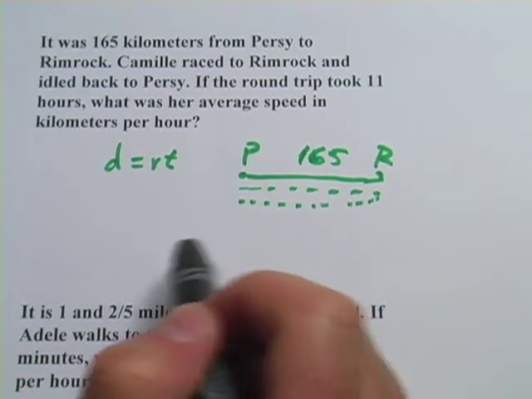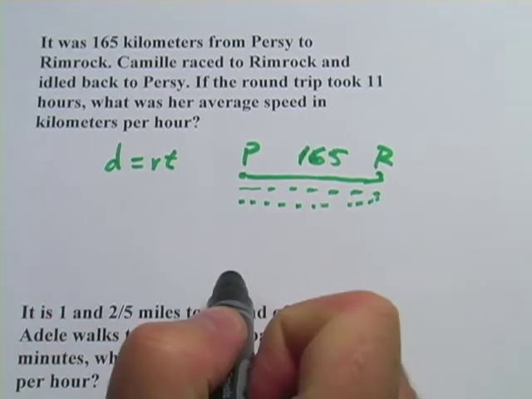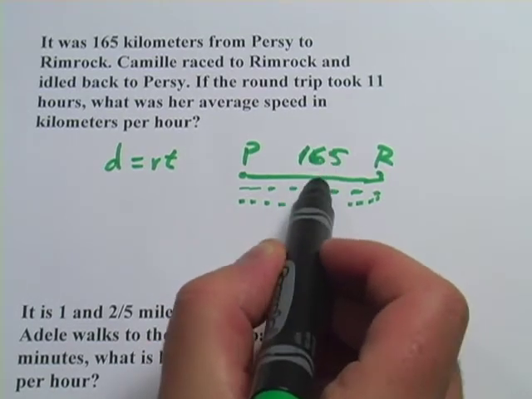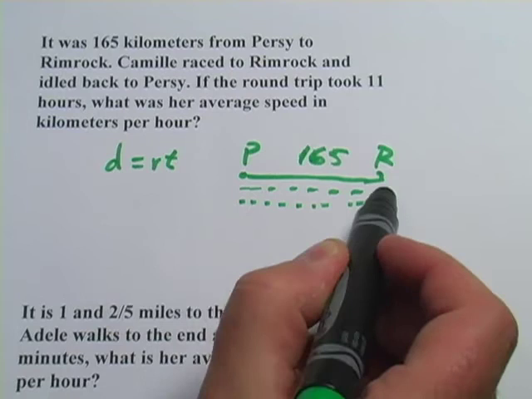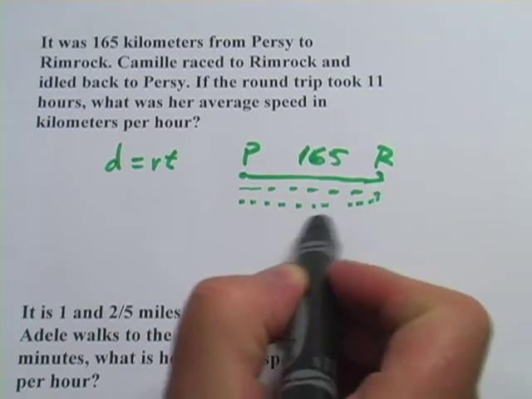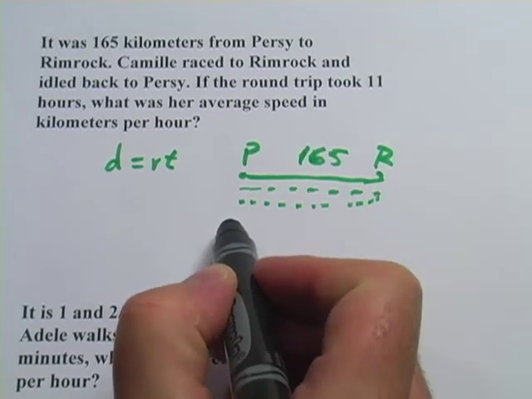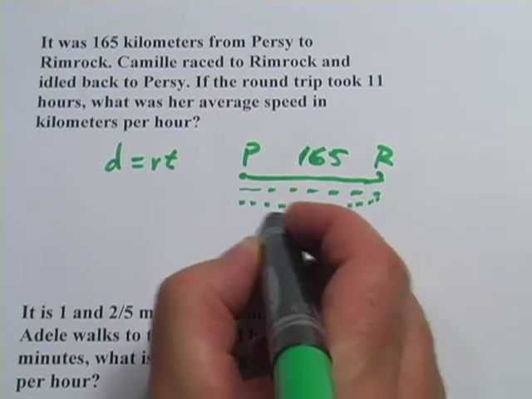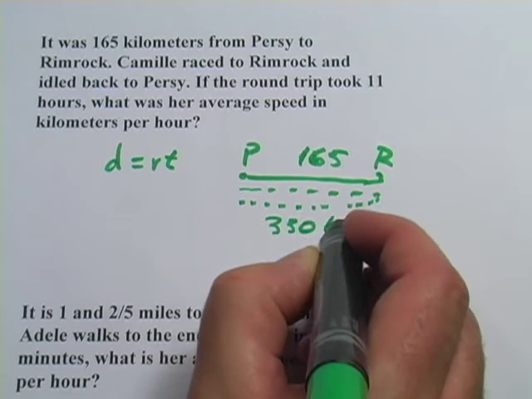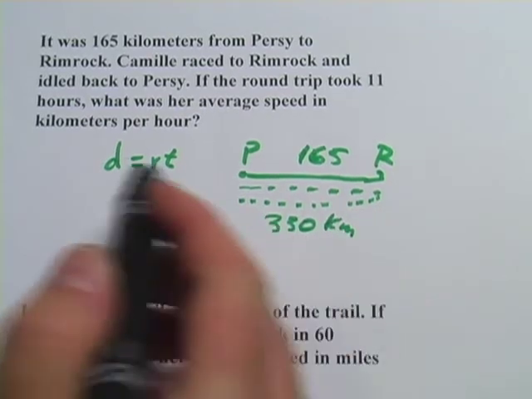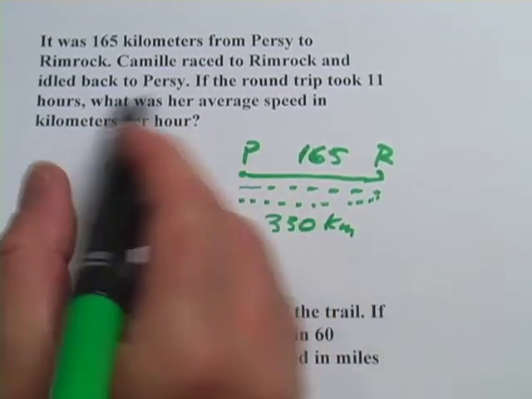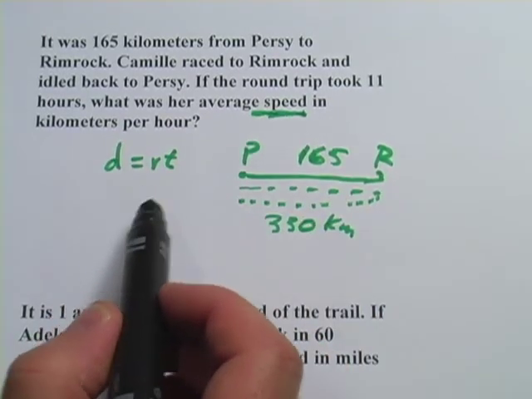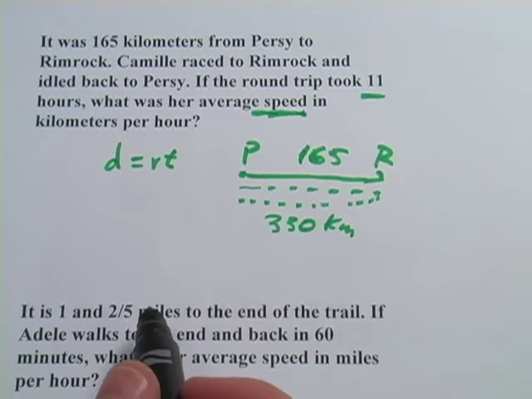This is the perfect kind of problem to solve with the DIRT formula. We have a distance, and here you've got to be a little bit careful because her distance isn't going to be 165 miles, because she goes there, that's 165 miles, and then she comes back. That's another 165 miles. So 165 plus 165 is 330 kilometers. So that's her distance. And her rate, we don't know. They're asking us what was her average speed. Speed is rate, so we're looking for that. And then her time, they tell us, is 11 hours.